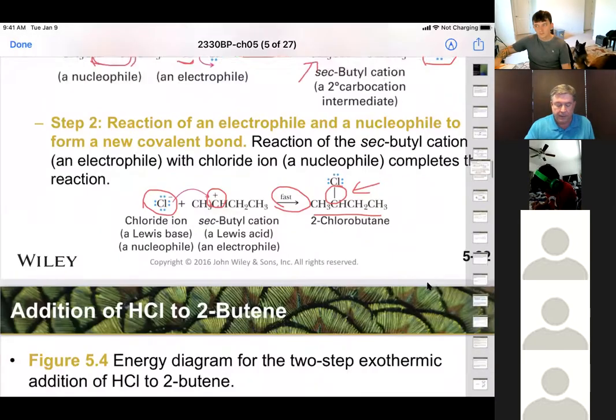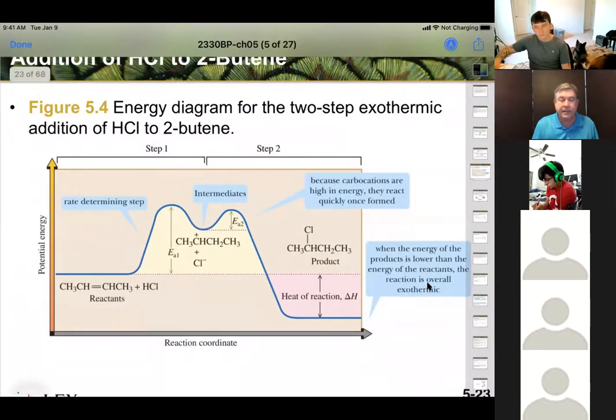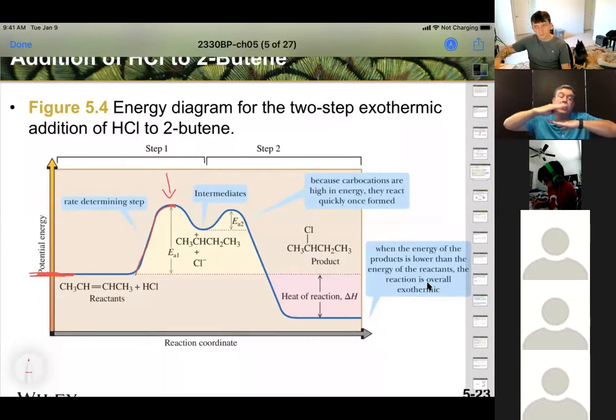Okay, so let's look at that energy diagram then. I said that that slow step, that first step, must have a much higher activation energy than the next one. And when we draw our reaction diagram, we start with our starting materials at one level, and then we start adding heat, and we have to add enough heat to get enough of the molecules to get to our transition state here. In that transition state, the double bond electrons are coming out to bond with the hydrogen. And so it's breaking that pi bond and forming that new sigma bond.